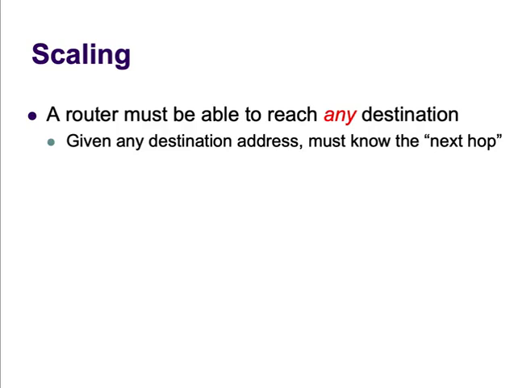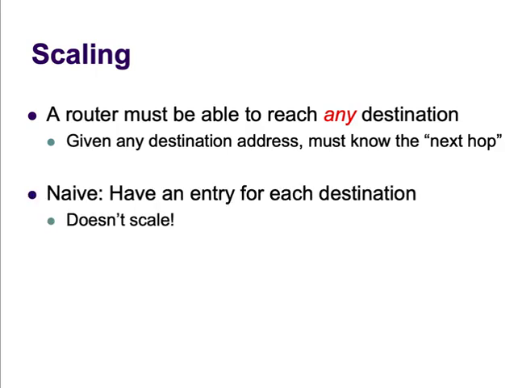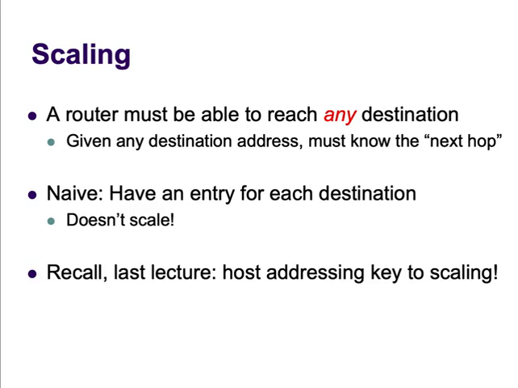I have to know how to find that next hop and send the packet on its way. Naive solution, we've talked about this. You could have an entry for every one of the 2 to the 32 IP addresses. Clearly, that would not scale, and Murphy went over this. And so Murphy, in his last lecture, said the key to scaling is how we do host addressing.